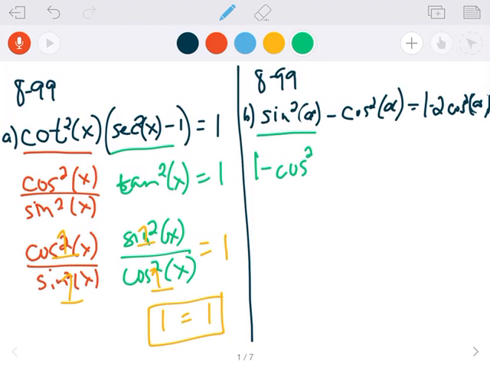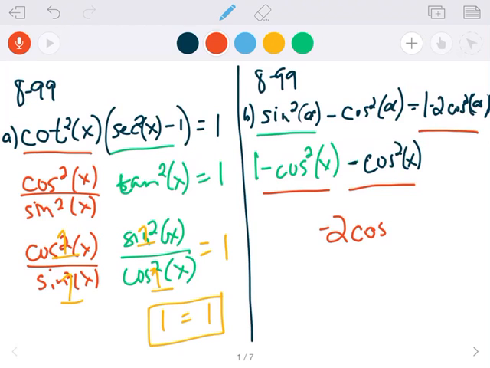I can't make this little symbol alpha very well, so I'm just going to change it to x for the purposes of this problem. And then we're going to subtract what we already had up there, cosine squared x. And our goal is to prove that this is equal to 1 minus 2 cosine squared x, or alpha. And so when we simplify this in the next step, if we have negative 1 minus another 1, we have negative 2.